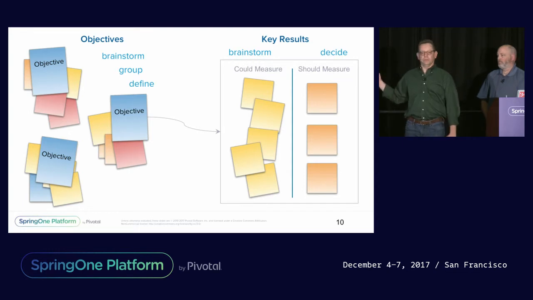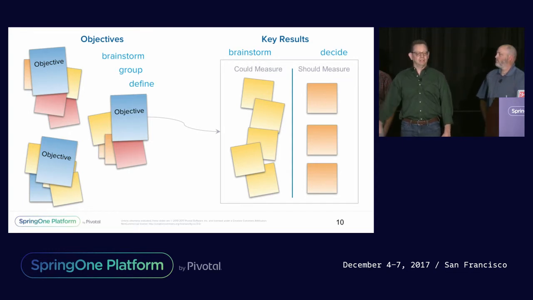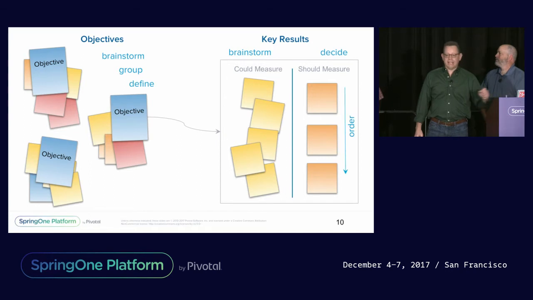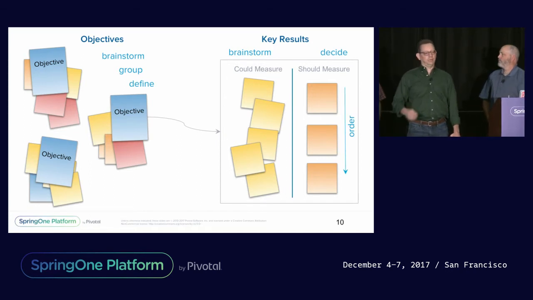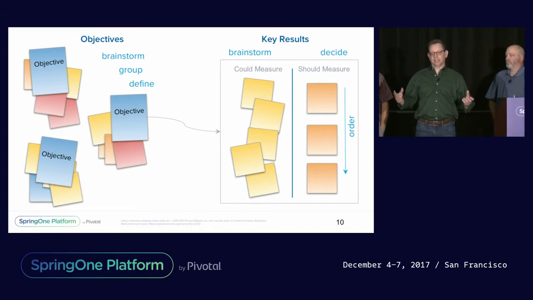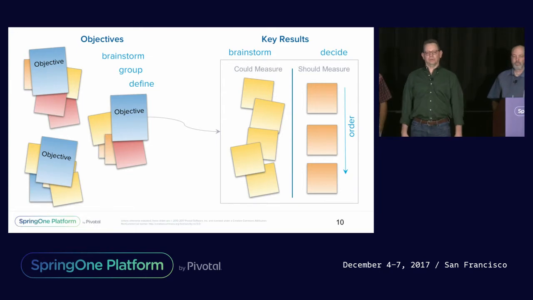A lot of times we end up with more than 3. We have 3, 5, 7. So what we do there is we stack rank them in order of importance so we can come up with like 3, right? A good objective has 3 to 4 key results.